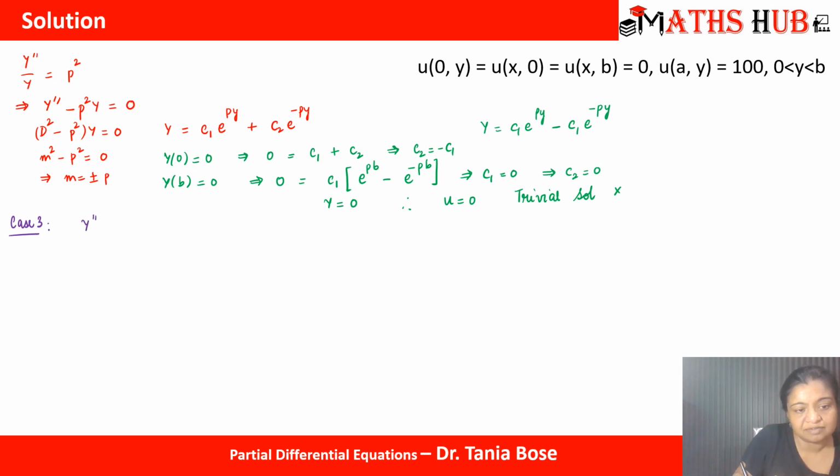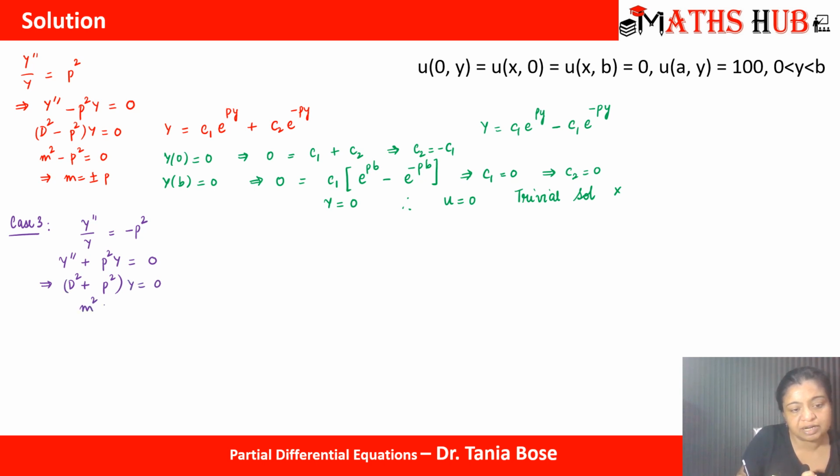So when k is a negative number, y double dash by y, we put it equal to minus p square, right? So now y minus p square, because irrespective of p, whether it is positive or negative, p square is always going to be positive. So minus p square will make it a negative number. Now let us cross multiply and frame the equation. So we will get y double dash plus p square y is equal to 0. So that will imply that (D square plus p square) into y is equal to 0.